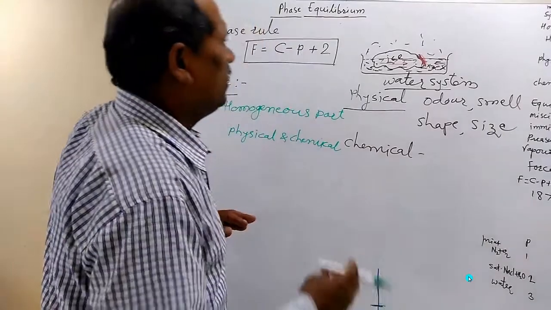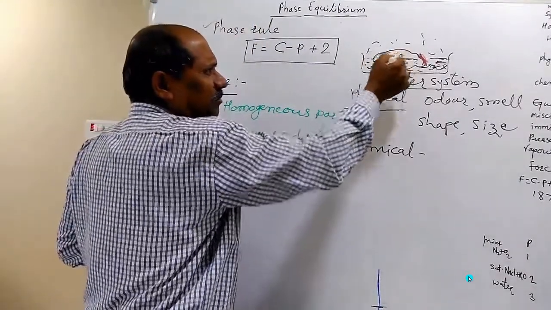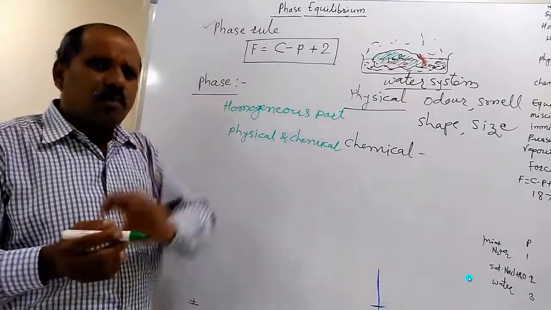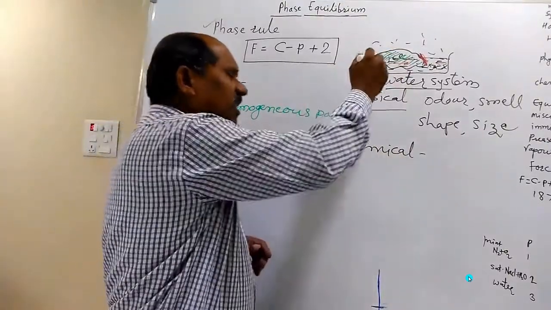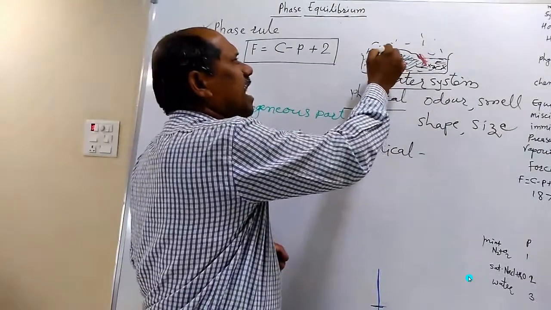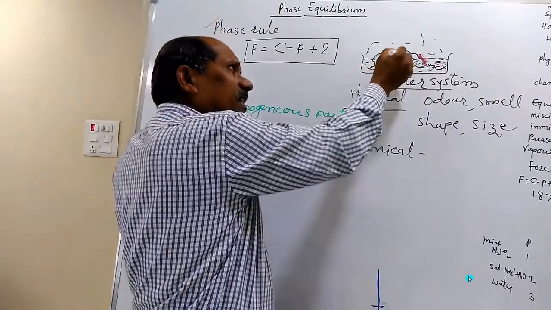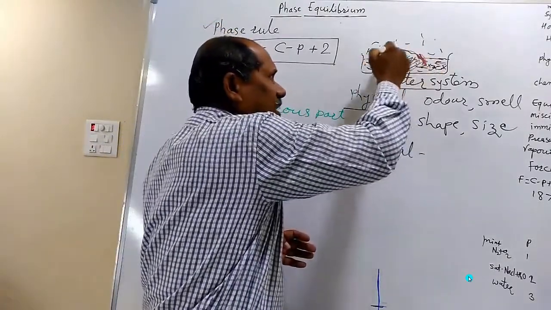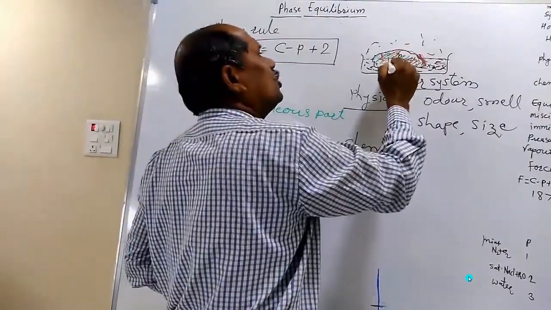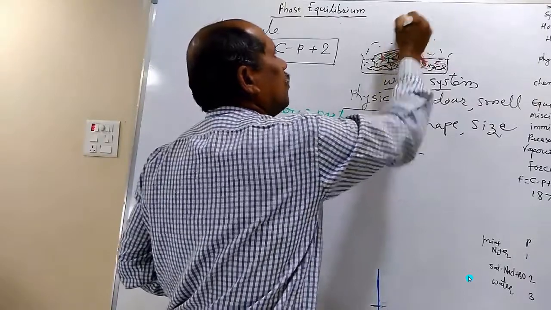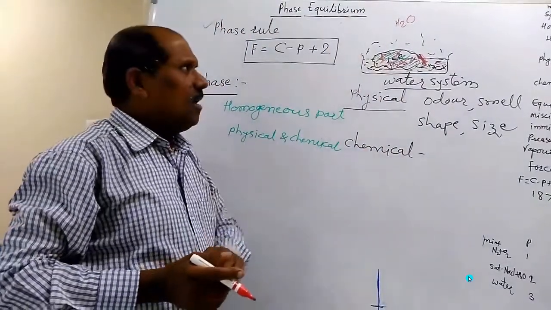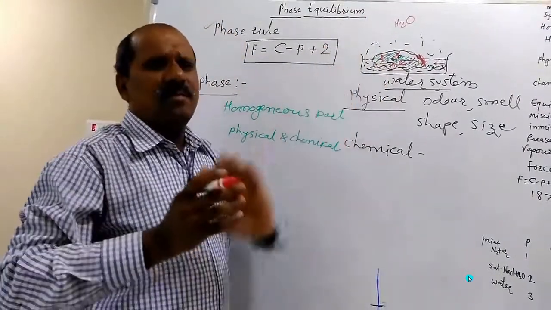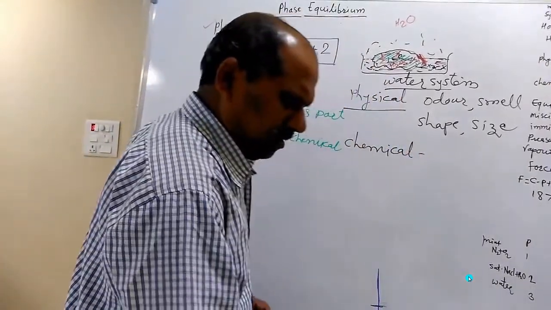Take the water system: the ice is one phase in which the physical and chemical properties are the same. Physically, at this point it is a solid structure, at this point it is a solid. Physically, ice is one and the same. Chemically also, it has H2O. H2O is the chemical composition of ice. This ice part is the same throughout, physically and chemically. It is the necessary condition for a phase.